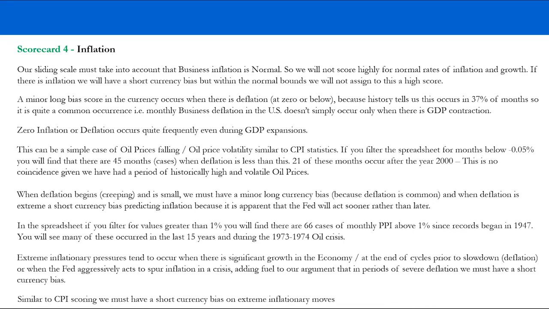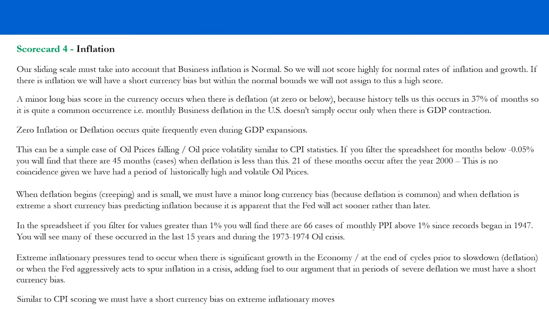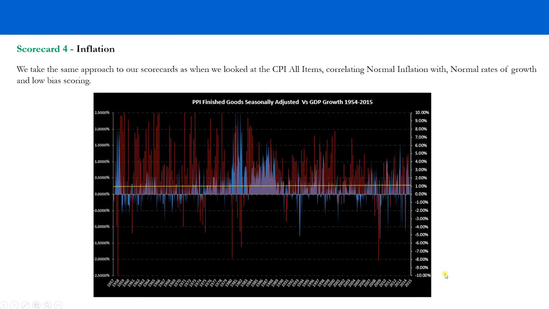So now we're starting to get a sense of how the PPI finished goods number actually behaves historically. And remember, it's including food and energy. So how this number actually behaves on a standalone basis, and even when we're comparing to our other main inflation statistic, which is the CPI. Let's remind ourselves what this looks like pictorially.